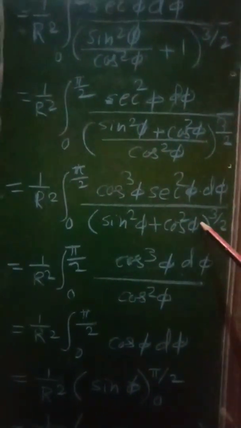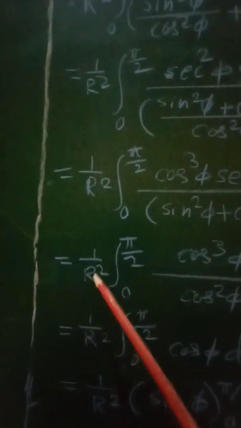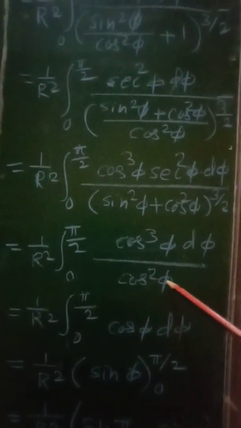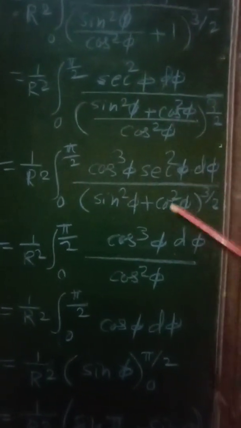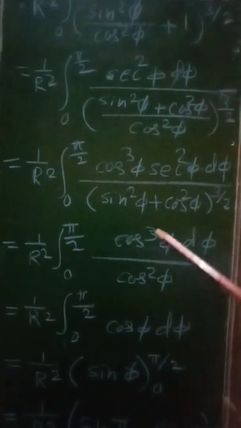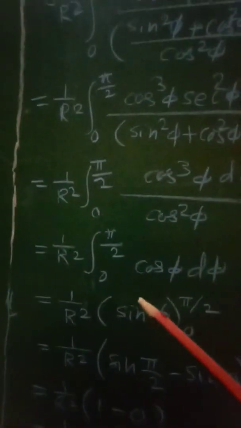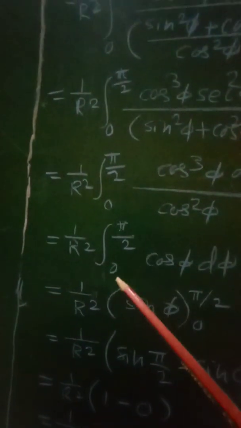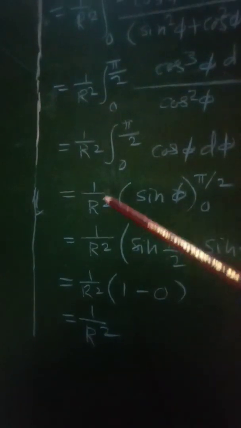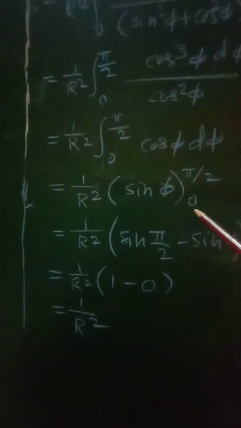Its value will be equal to 1, and therefore the integration will be equal to 1 by R² integration 0 to pi by 2 of cos³ phi into d phi upon cos² phi. This sec² phi is written as 1 upon cos² phi, and therefore cos³ phi upon cos² phi is cos phi d phi. So in the next step we can write 1 by R² integration 0 to pi by 2 cos phi d phi. Integration of cos phi is sin phi, and therefore we get 1 by R² into sin phi from 0 to pi by 2.